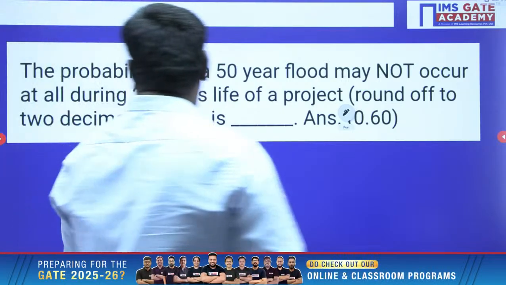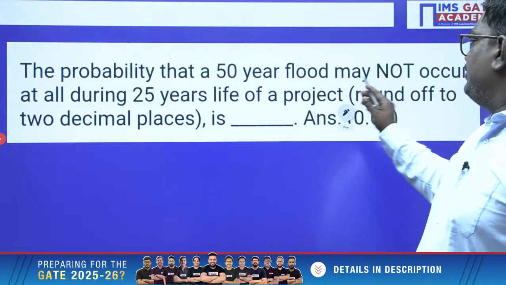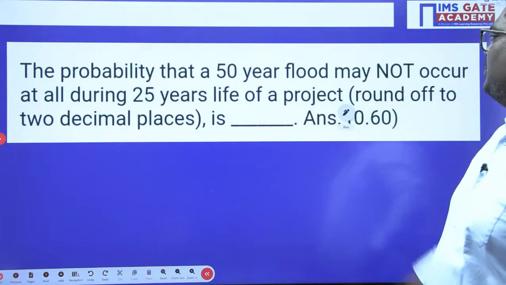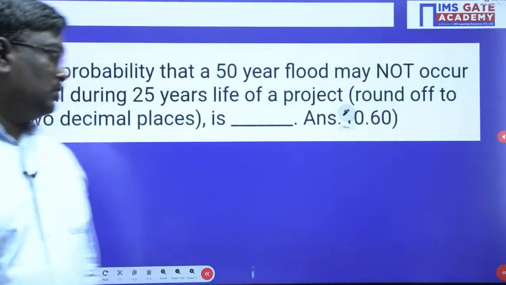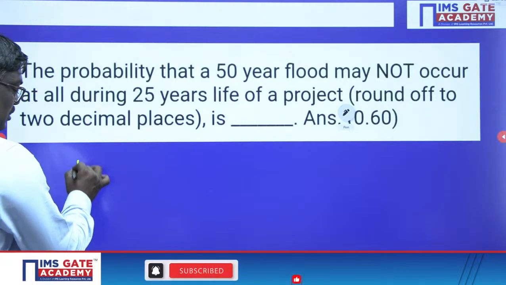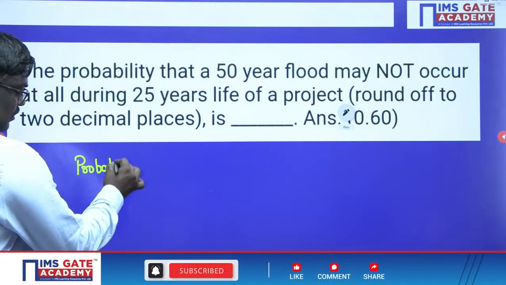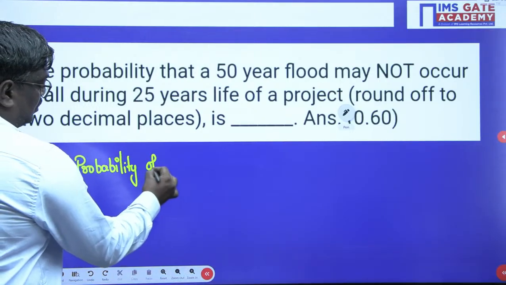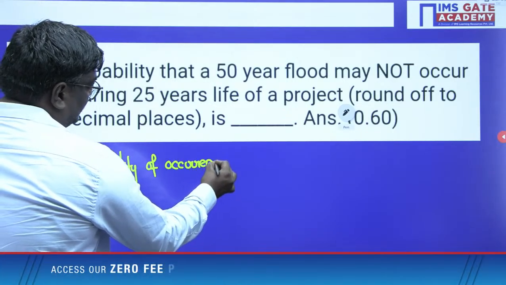See students, here the question is: the probability that a 50-year flood may not occur at all in the 25-year lifetime of a project. So first we will find out what, sir? First what we have to find out is the probability of occurrence. What is the probability of occurrence here, students?